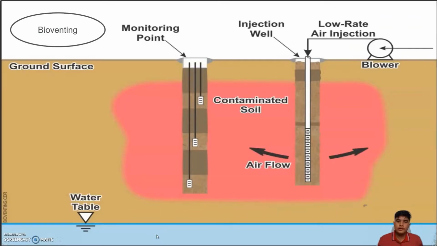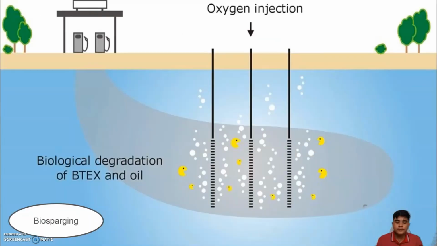So, this is the example of biostimulation, which is bioventing. Bioventing can be described as a treatment which provides nutrients into existing microorganisms. Bioventing uses a low-rate injection in order to provide only enough nutrient into contaminated soil to undergo microbial activities. Bioventing also used to stimulate aerobic biodegradation.